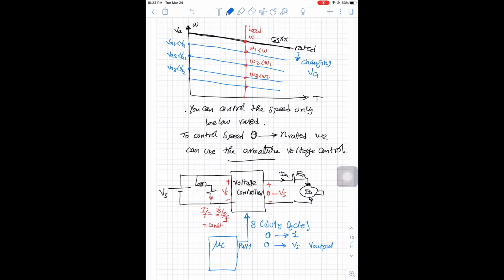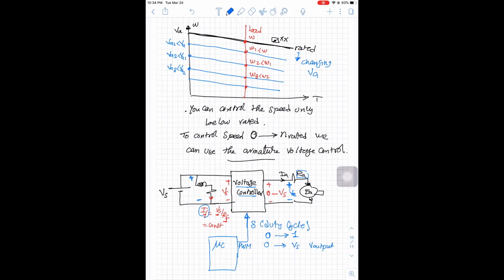So as you can see, the voltage controller is only controlling the voltage seen at the armature. But the voltage seen at the field here is the voltage of the battery, which means that we are changing only VA, keeping IF constant, and we are not touching RA. This is how we can do armature voltage control, so we can control the speed from 0 to N rated.